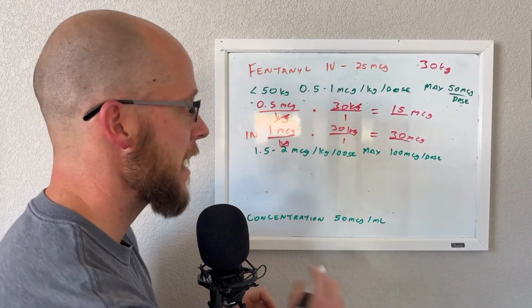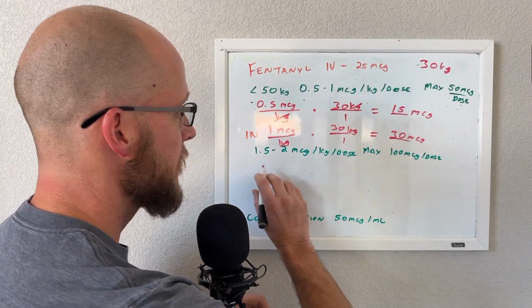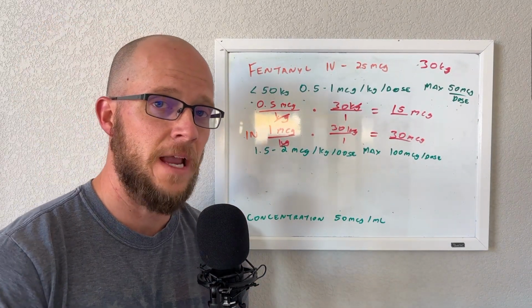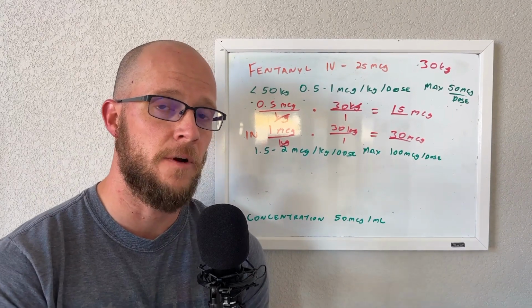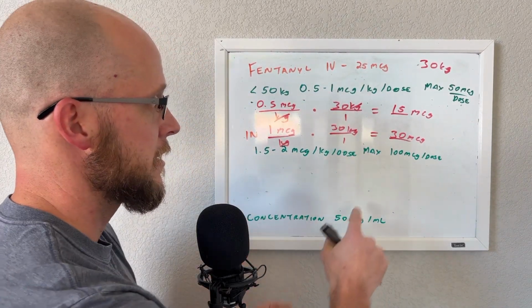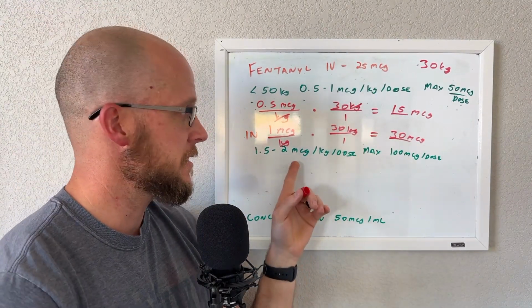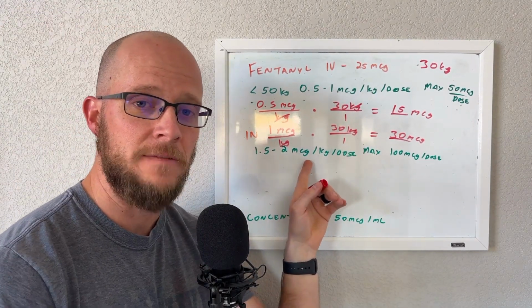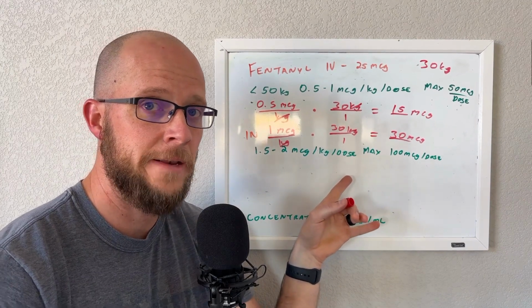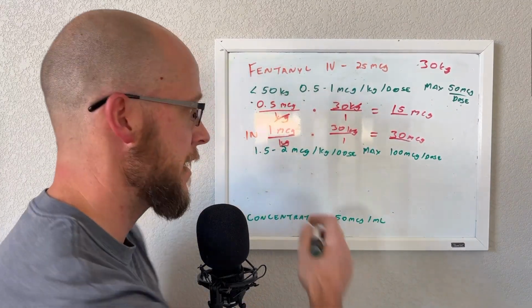Okay, so back to the drawing board here. So we've got 1.5 to 2 micrograms per kilo per dose. That's your range. That's what you got from Lexicomp or your drug formulary. Then you got to figure out, well, did the doctor order the 25 mics? Does that fall into that 1.5 to 2 micrograms per kilo? Don't know, right? So we need to do the math to find out.